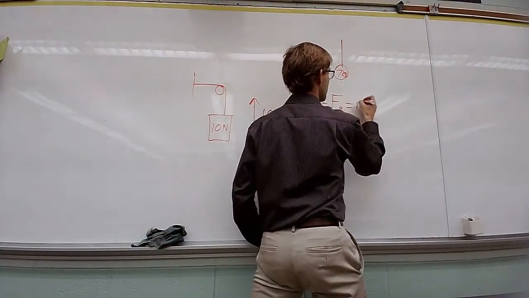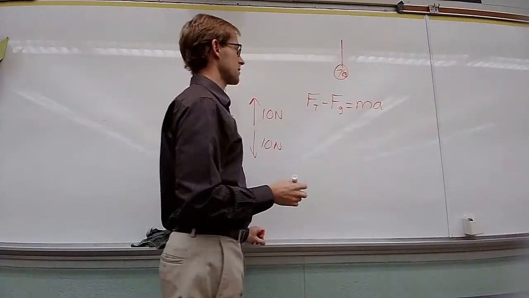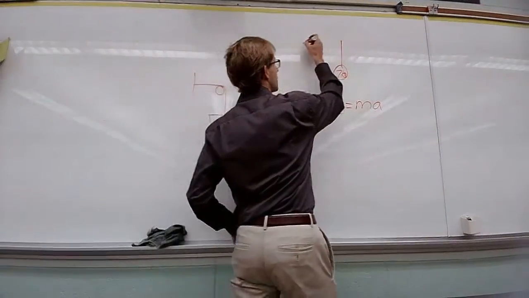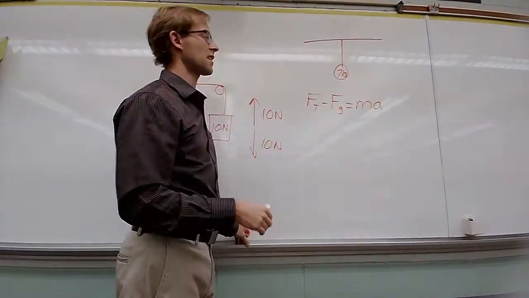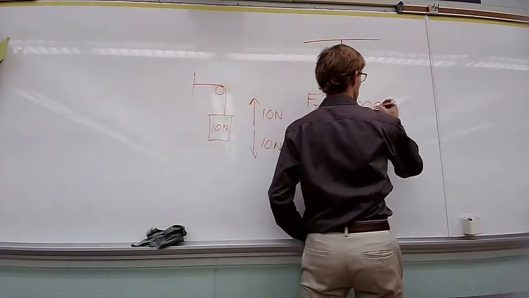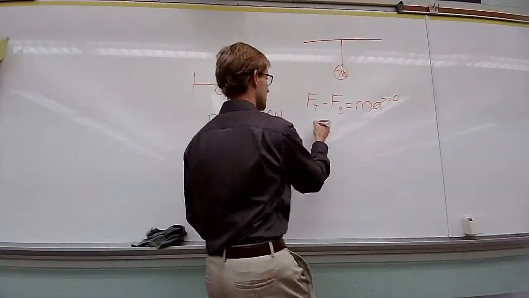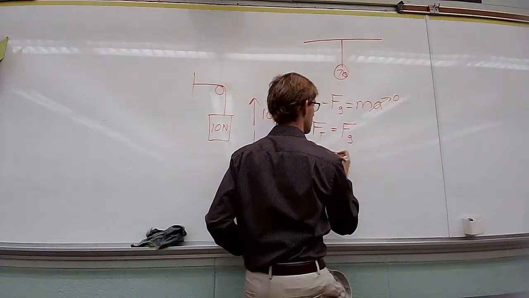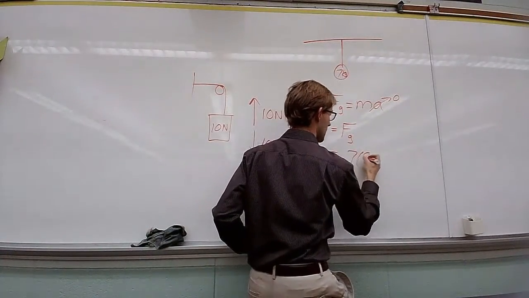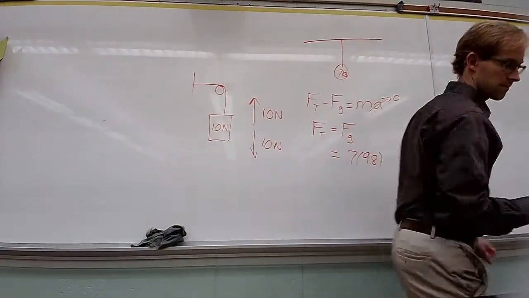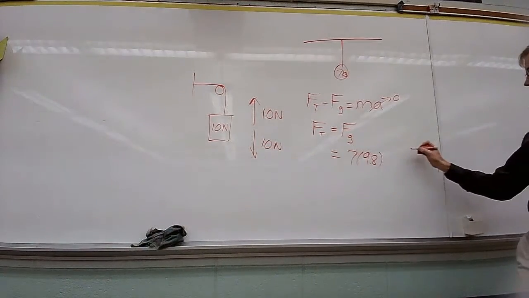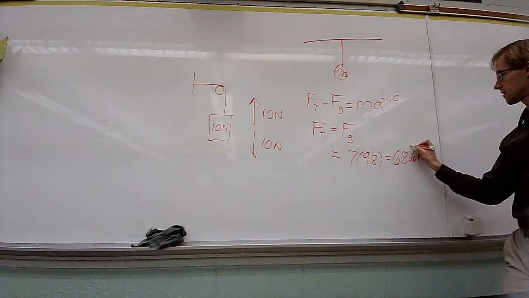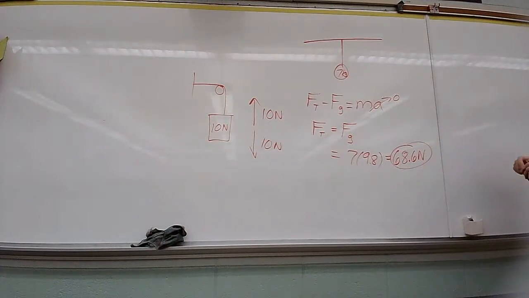Tension minus gravity equals mass times acceleration. And in this case, this object is hanging from a ceiling. It's not accelerating anywhere. So acceleration is equal to 0. So your tension will be equal to your force of gravity, which is 7 times 9.8. 68.6 newtons. So that's your tension there.